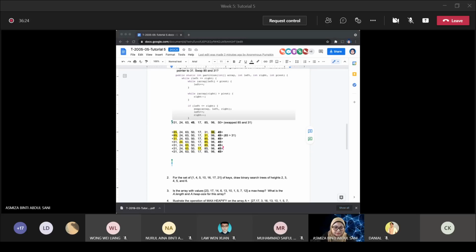I'm trying to see the swap. So what is the swap? With array left, right. Array left, array right, pivot. Left, right. Pivot, okay.